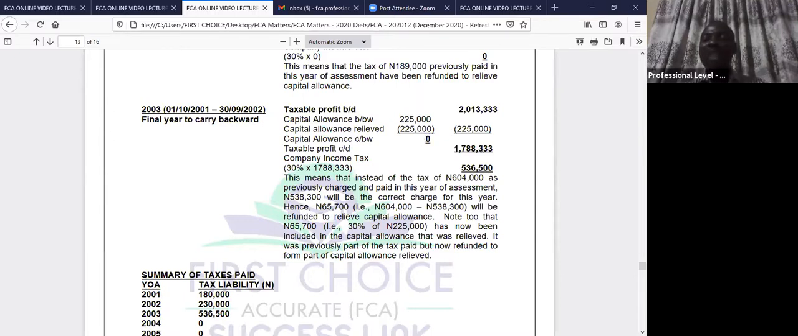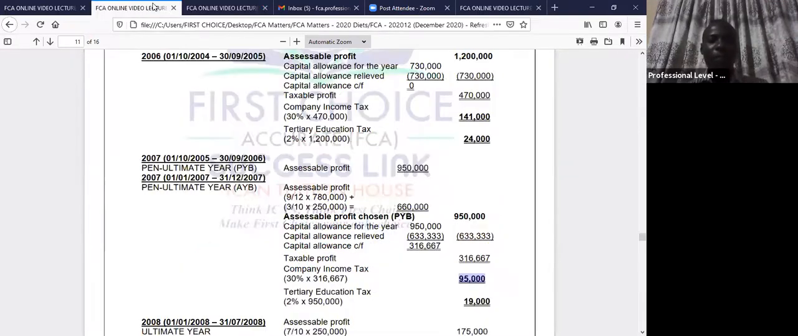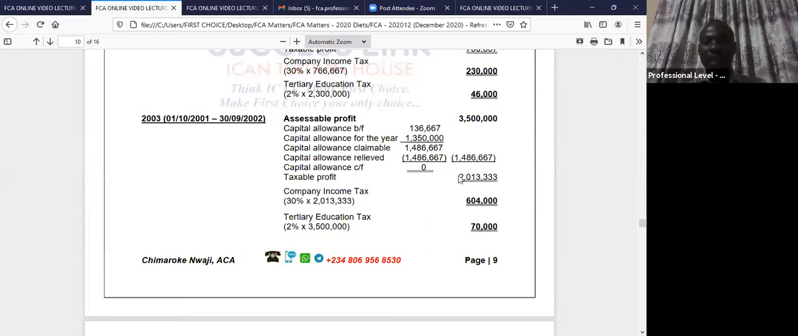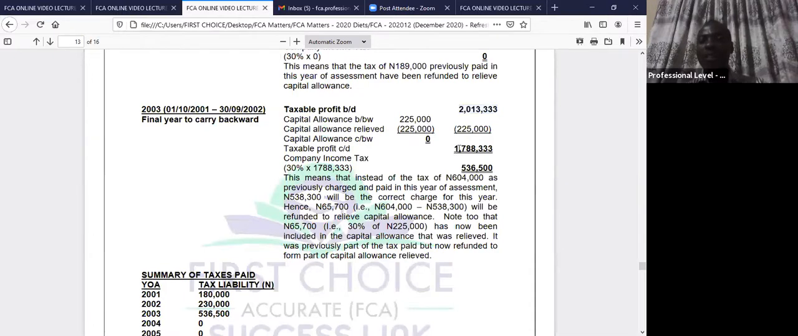Now look at your new taxable profit. Your new taxable profit is no longer this. If I take it back to 2003, you observe what is happening here. Look at your taxable profit here, and you paid a tax of 604. But now, your taxable profit has reduced after claiming this capital allowance, and you're now supposed to pay a tax of 536,500. So they will do a trade-off. You have paid 604, but you're supposed to pay 536. So they are going to give you the balance of 65,700.